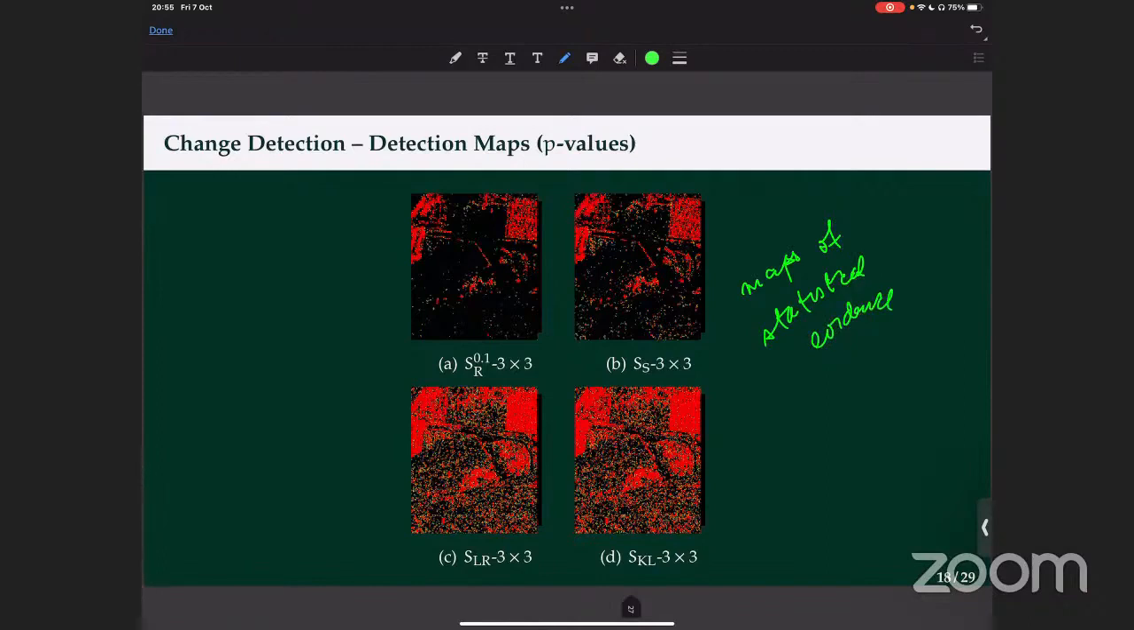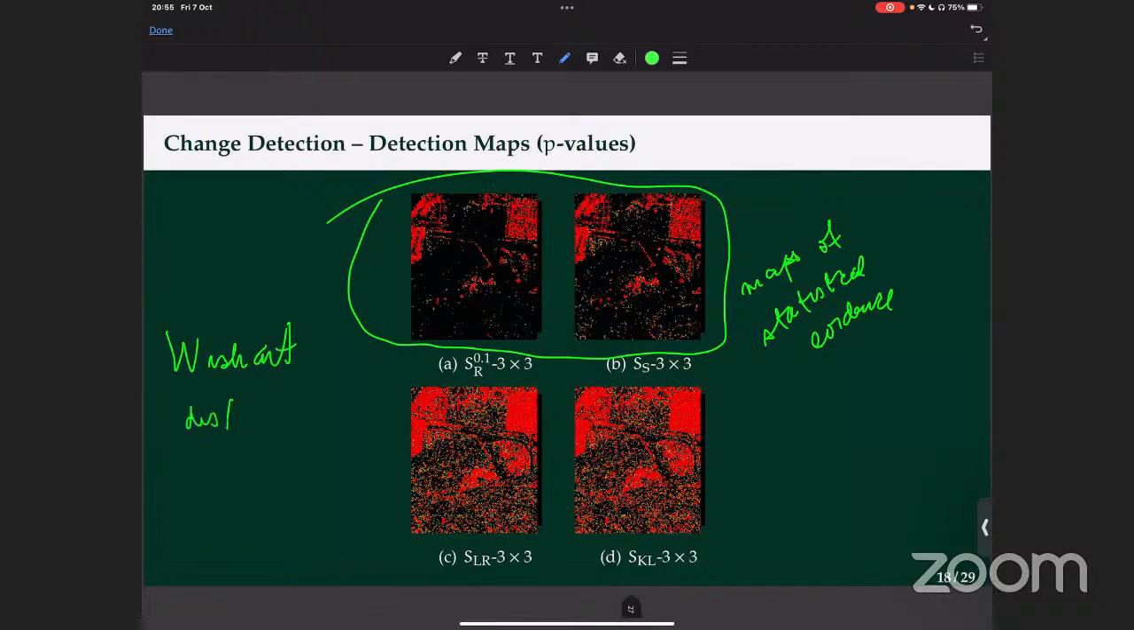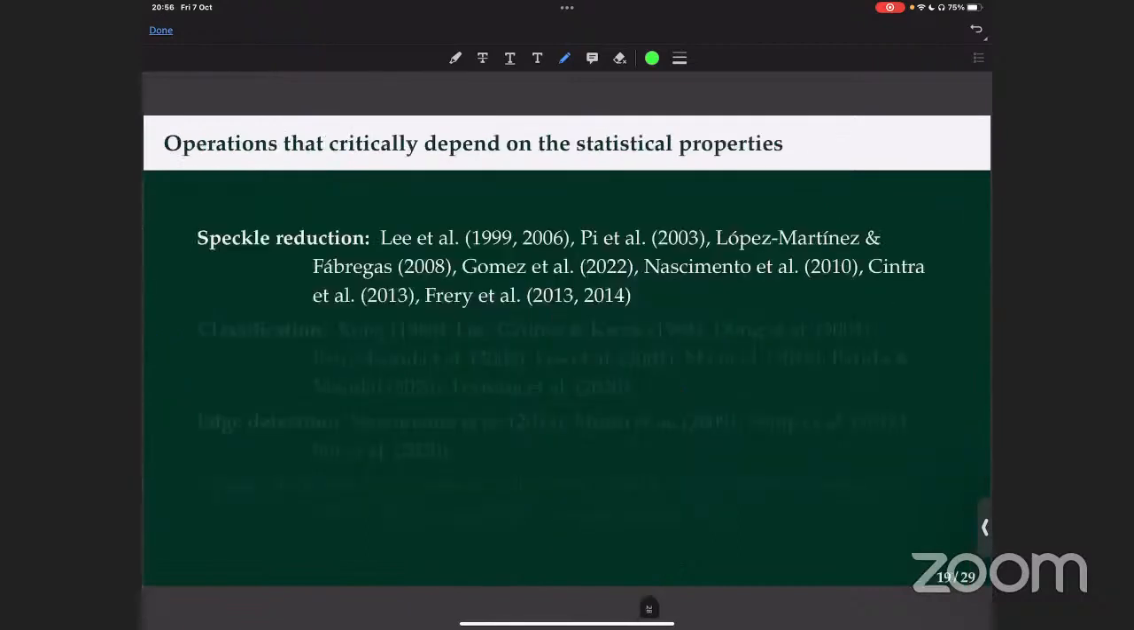And you see, these two maps are very good, remembering that we are working with extremely noisy data. So this is a very beautiful solution for a tough problem using the properties of the Wishart distribution. With this, we may say this change from this date to the next is random, it's just noise. Or we can say the change from this date to the next is a relevant change. Operations that critically depend on statistical properties.